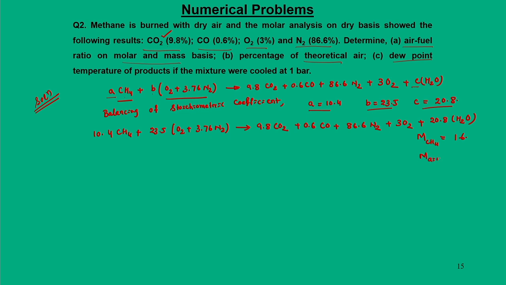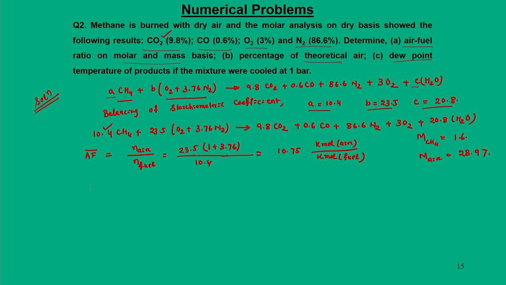Now, we have M CH4, that is methane, 16, M air 28.97, then we can calculate air fuel ratio, AF bar, is number of moles of air over number of moles of fuel, and fuel we can say it is 10.4, which is here. Air is 23.5 into 1 plus 3.76. This number is 10.75 kilomole air by kilomole fuel.